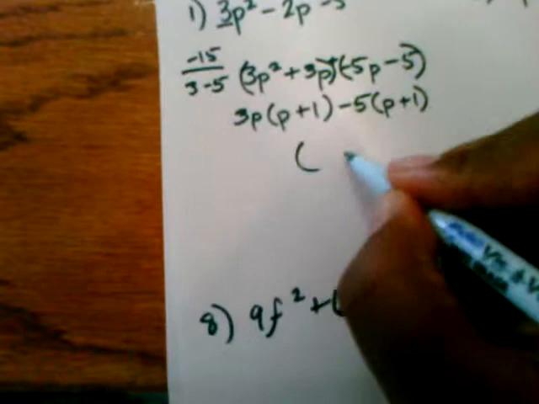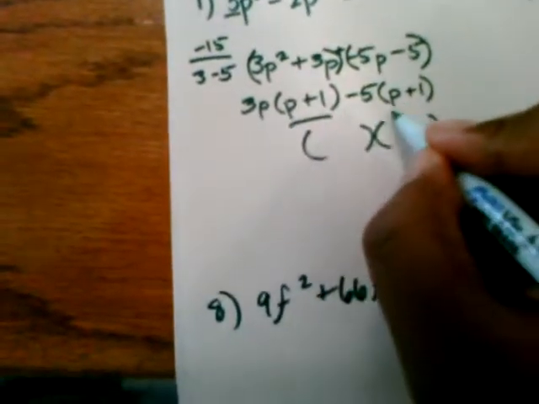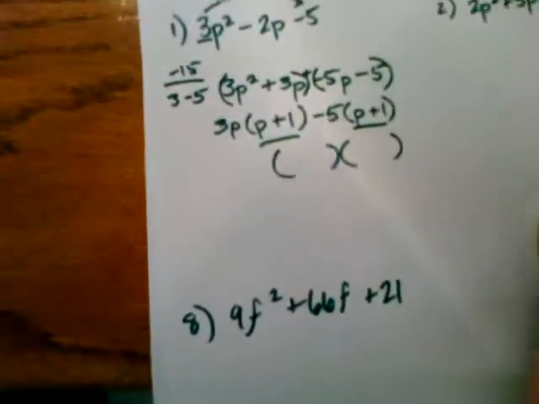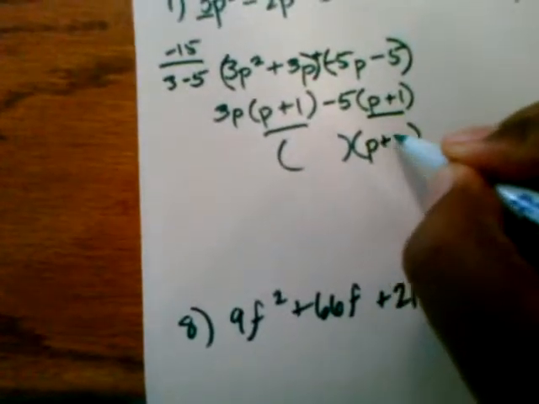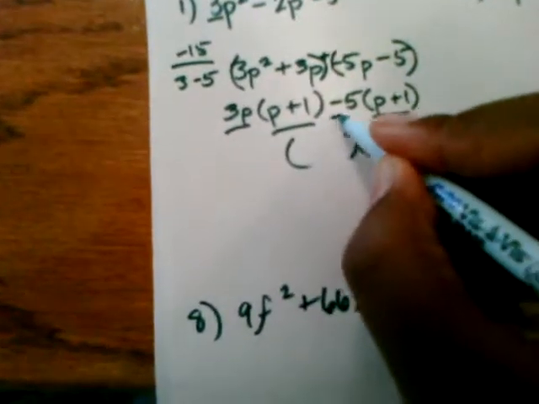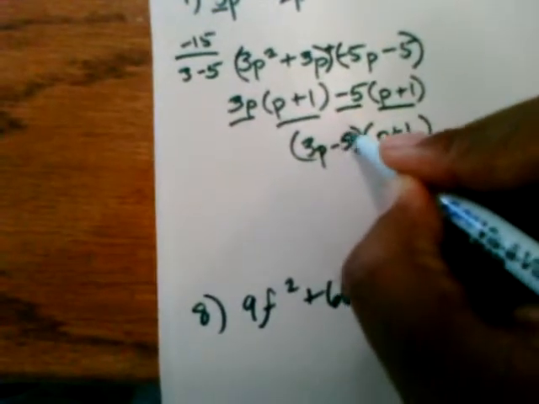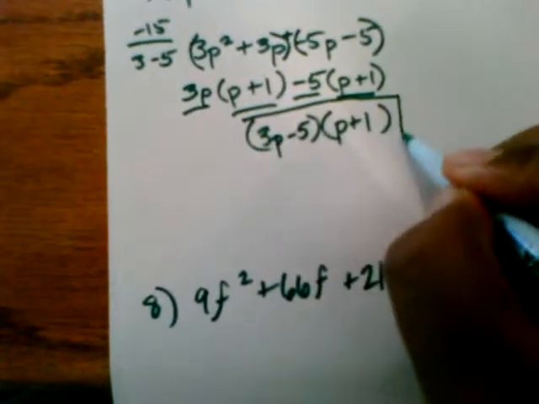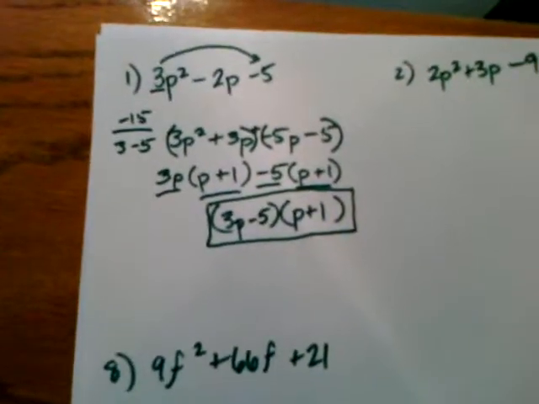Now what I'm going to do is create my double bubble. I'm going to notice that the common factor here is p plus 1. An expression can be a factor. And so now that I know that this expression is my factor, I'm going to put it in one of my factoring bubbles. Then I'm going to realize that this is what's left over, 3p minus 5. And so I'm going to put that into that factor. And then I'm all done. That's the first one. That's number 1.